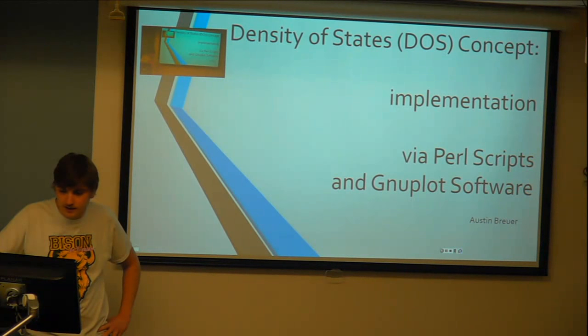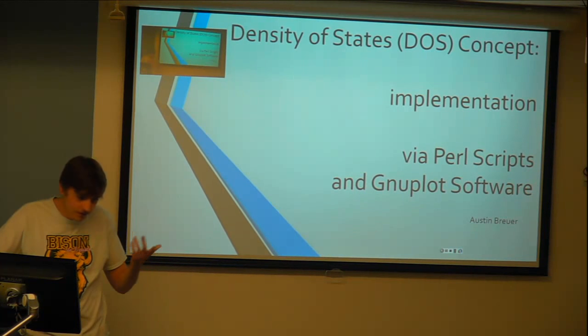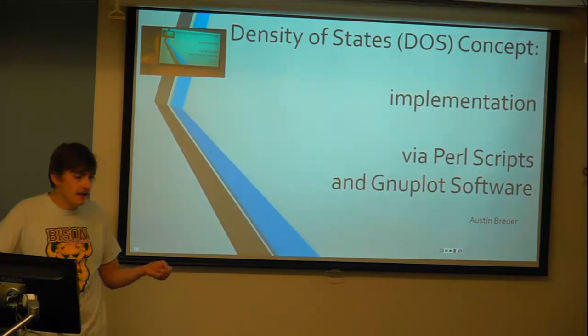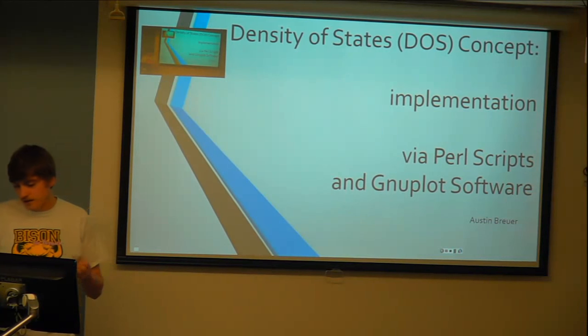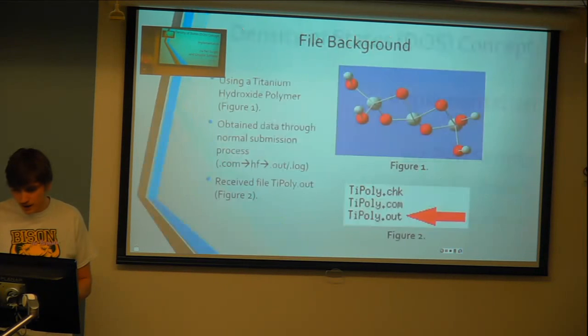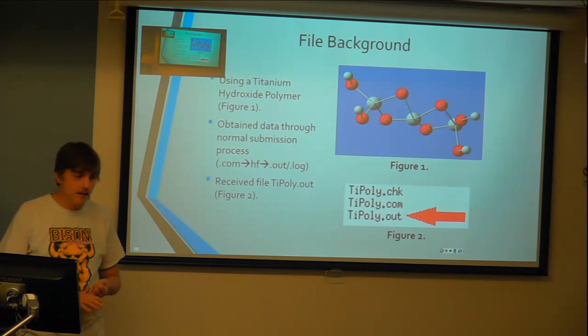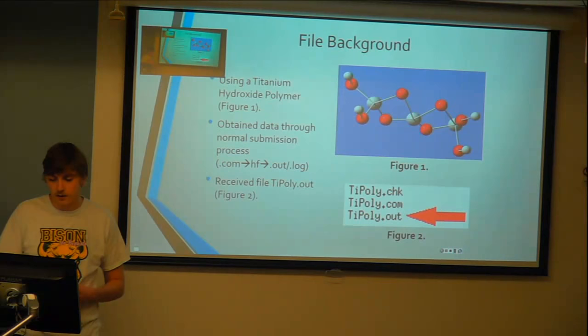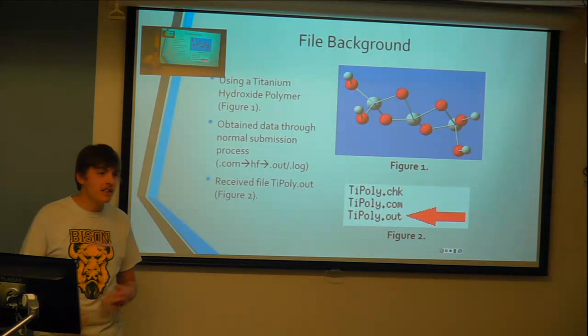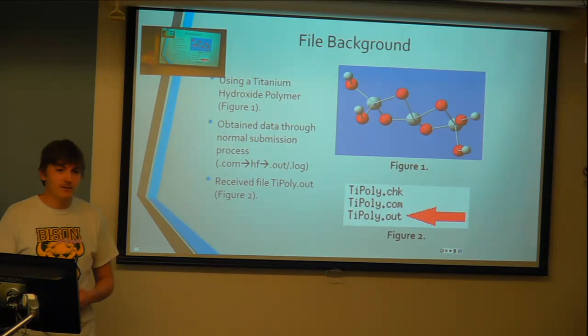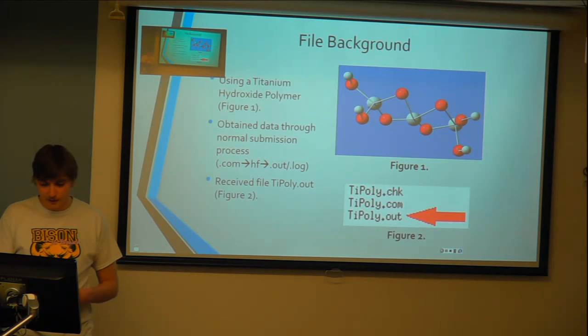Yeah, thanks for the introduction. So I'll be covering what the density of states is, how to actually interpret it, and also how to visualize it from Gaussian and GaussView software. Just giving some file background, so no one's confused as I'm going through. I use this titanium hydroxide. I call it a polymer, but Dimitri definitely did correct me. It's more of an oligomer. So I just use the file name poly, but it's definitely more of an oligomer.